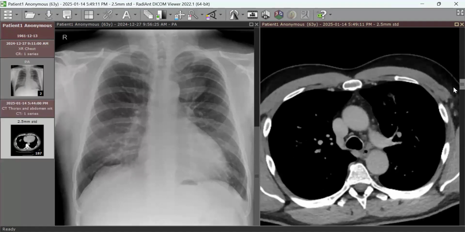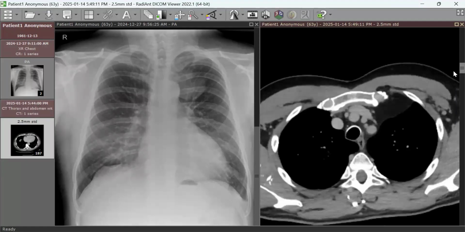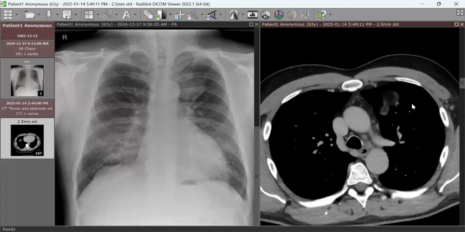Do you think that this lesion is responsible for the patient's presentation of productive cough with no response to antibiotics? Yes, it could be, through mass effect.